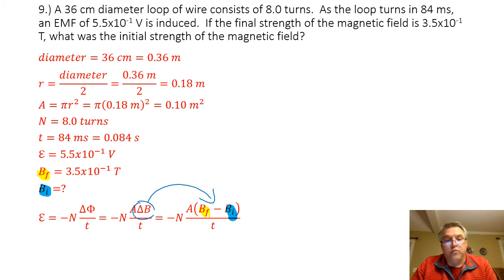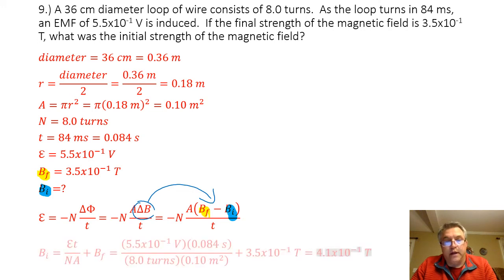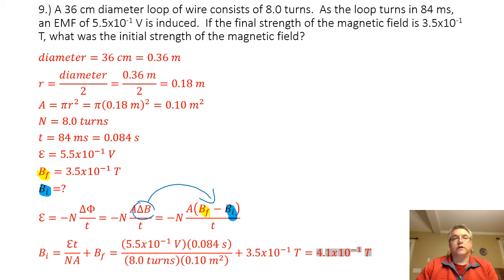So when I rearrange this equation to solve for the initial magnetic field, I'm going to have the initial value for the magnetic field is equal to the induced EMF times the time divided by the number of turns times the area, and that product is going to be added to the final value for the magnetic field. I plug my known values into that equation, and I am going to get an initial value for the magnetic field of 4.1 times 10 to the minus first Tesla.